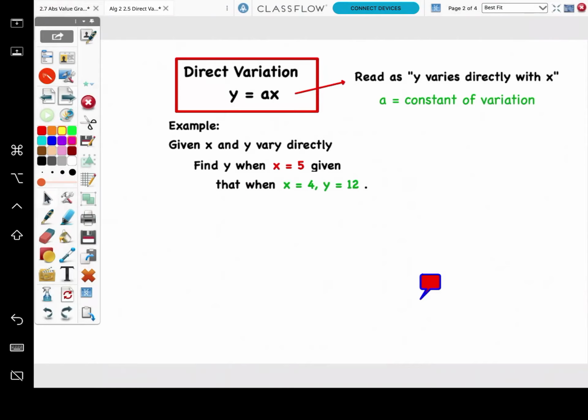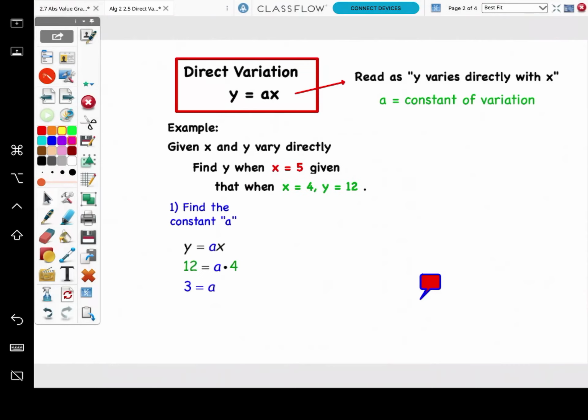So here's what it looks like. We always read these equations: y varies directly with x, as you can see off to the right. A, again, is our constant of variation. So our example here: given that x and y vary directly, find y when x is equal to 5, given that x is 4 when y is 12.